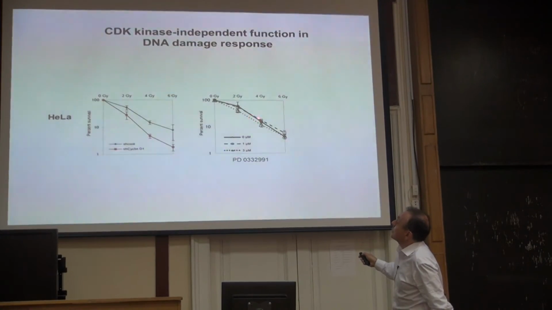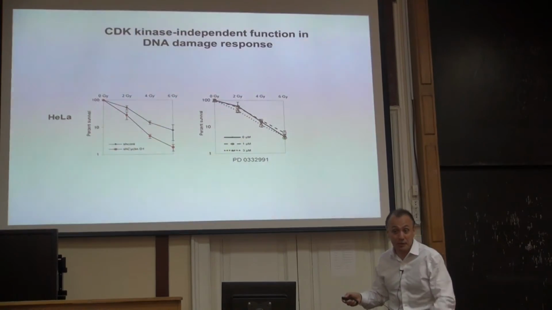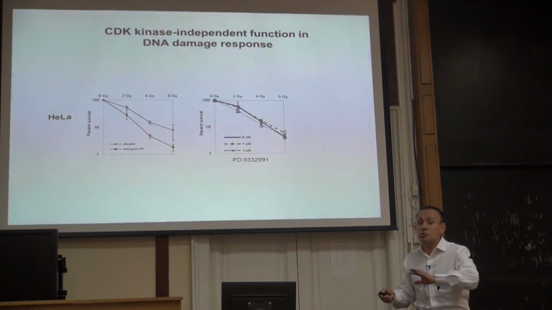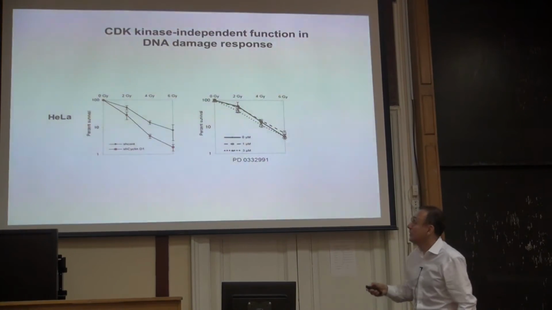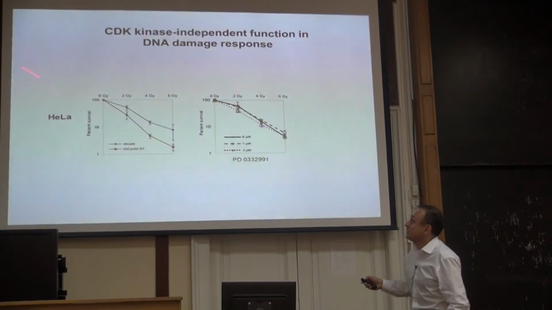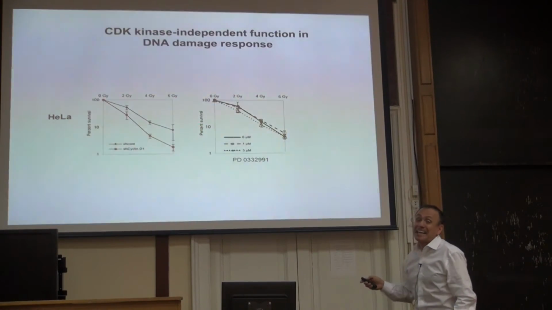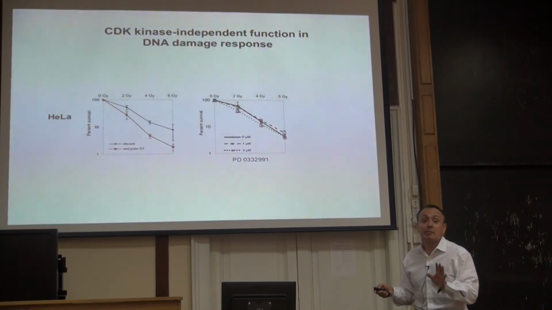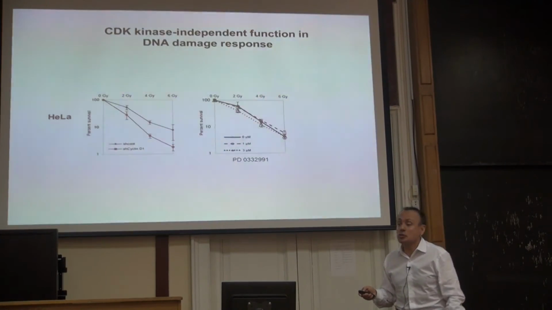And here, rather than knocking out or knocking down cyclin D1, we are treating cells with this inhibitor that I introduced in one of the lectures, PD033291, which wipes out the kinase activity of cyclin D1. A treatment with this inhibitor has no effect. So that's interesting, because this is dependent on cyclin D1, but not on the kinase activity of cyclin D1 CDK4.